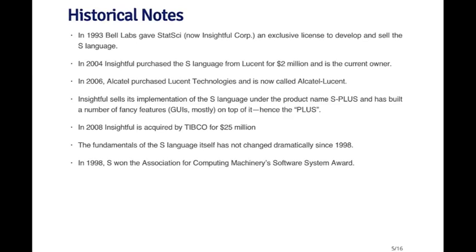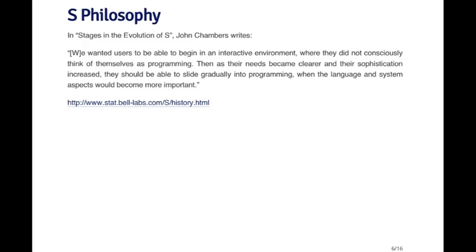The basic fundamentals of the S language have not really changed since 1998, and the language that existed in 1998 looks more or less like what we use today, at least superficially. And it's worth noting that in 1998, the S language won the Association for Computing Machinery's Software System Award, a very prestigious honor. So in a document called The Stages in the Evolution of S, John Chambers, who was the original creator of the S language, kind of laid out his key principle in designing the S language.